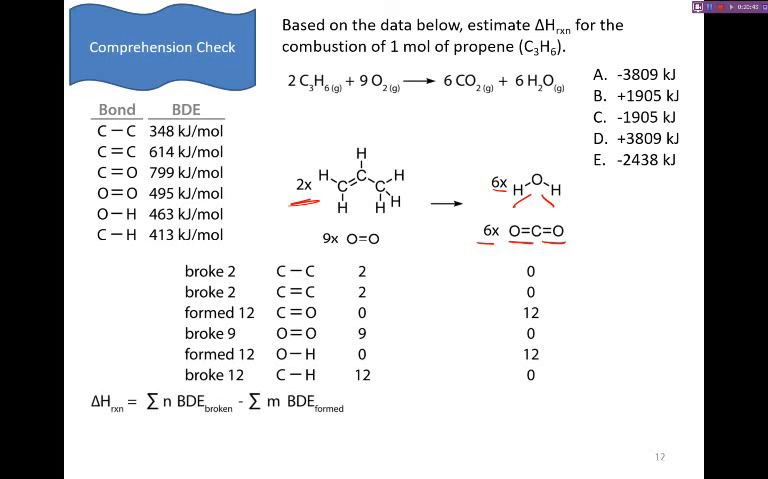The enthalpy of reaction is enthalpies of bonds broken minus those of bonds formed. And so that's 2 carbon-carbon single bonds, 2 carbon-carbon double bonds, 9 oxygen-oxygen double bonds, 12 carbon-hydrogen single bonds. Those are all the bonds that are broken, and we subtract the enthalpies of those that are formed, which is 12 carbon-oxygen double bonds and 12 oxygen-hydrogen single bonds.